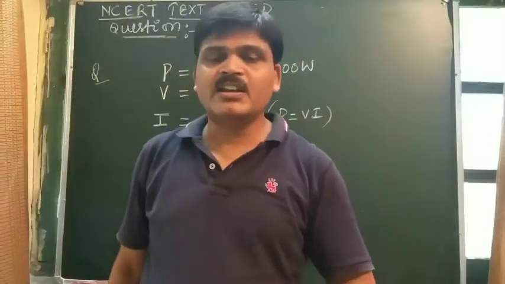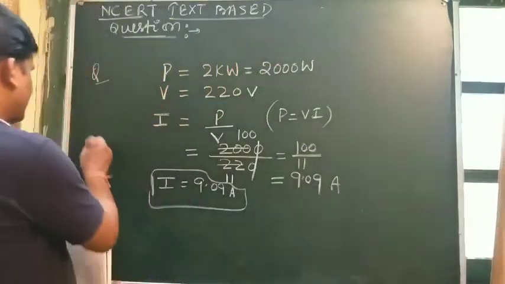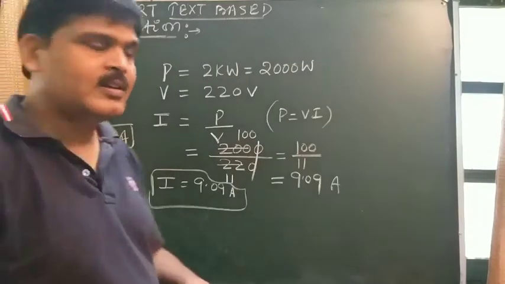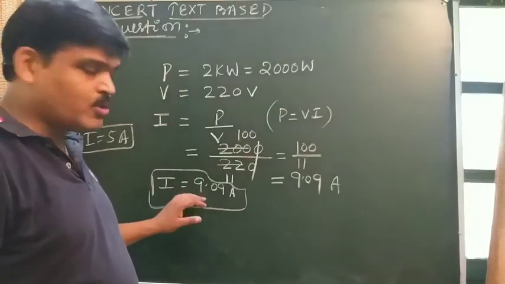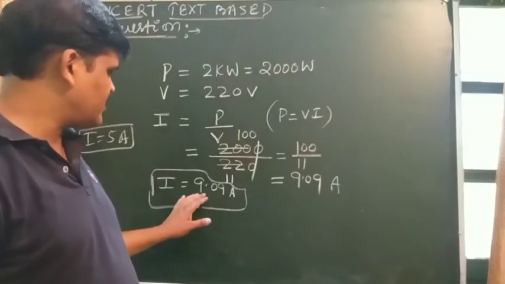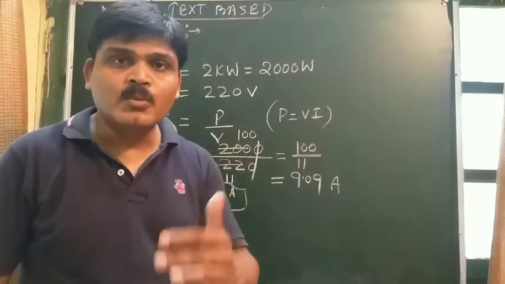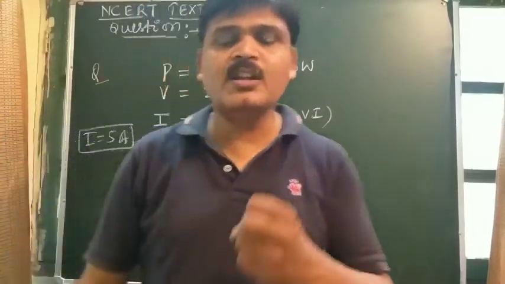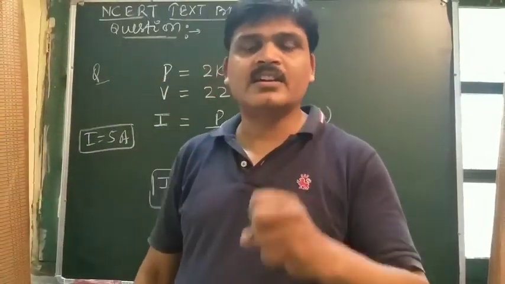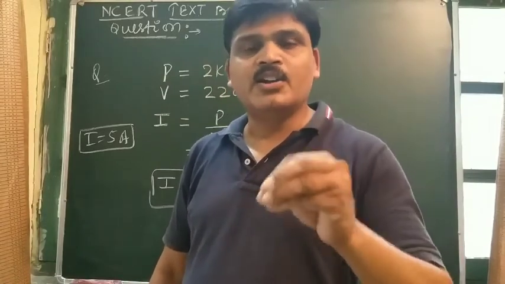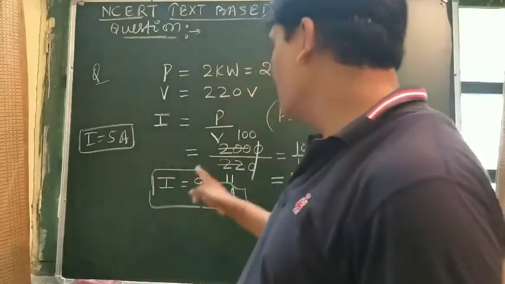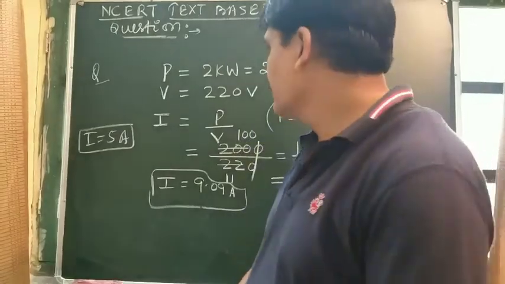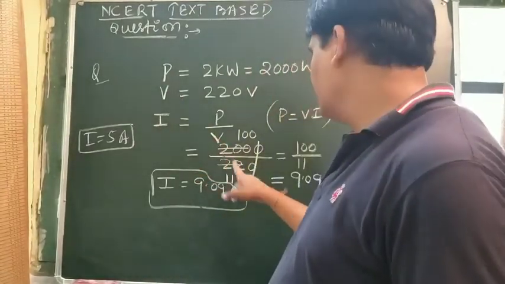But the current rating of the electric circuit is 5 ampere, and the current flowing through the circuit is 9.09 ampere, more than the current rating of 5 ampere. In that case, the fuse will melt and the circuit will break down, and due to this, the electric oven is saved from getting damaged.